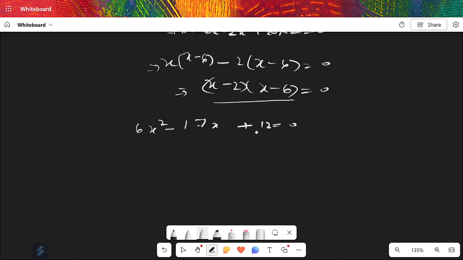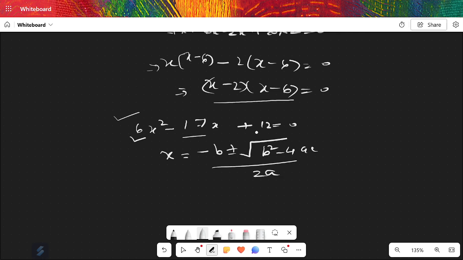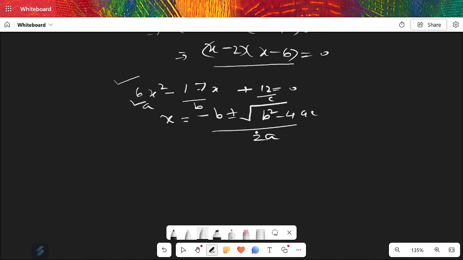Okay, you can solve it using our known method like the Sridharacharya formula, minus b plus minus square root of b square minus 4ac by twice a. Okay, what are a, b, c? So this is a, minus 17 is b, and this is c. You put it here and you can solve it. Okay, so now let us talk about the new method.